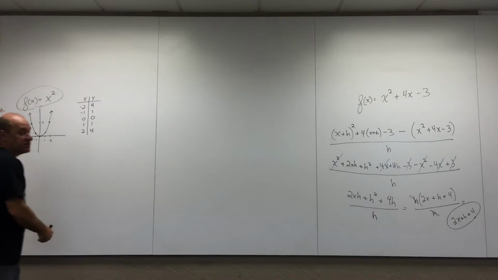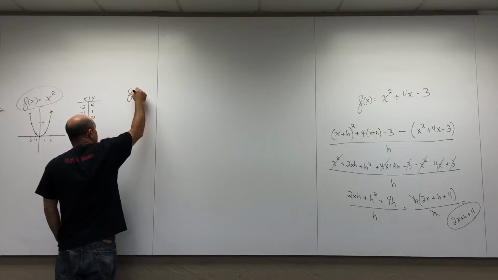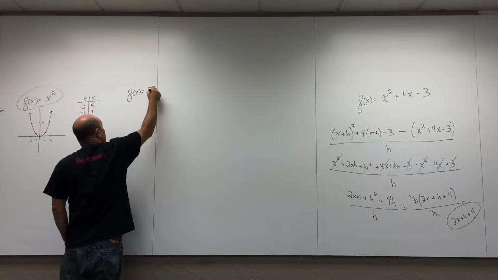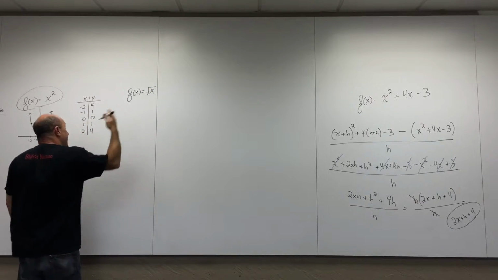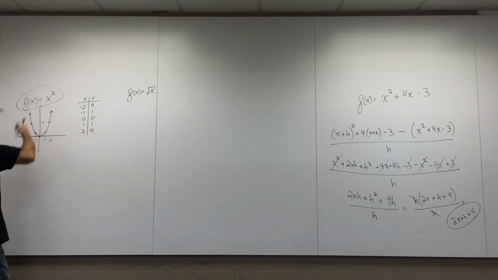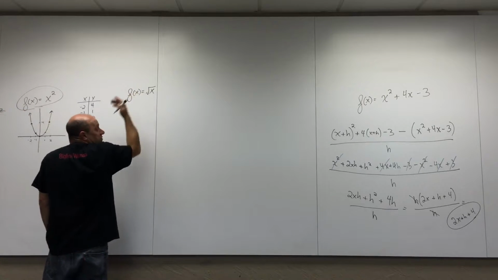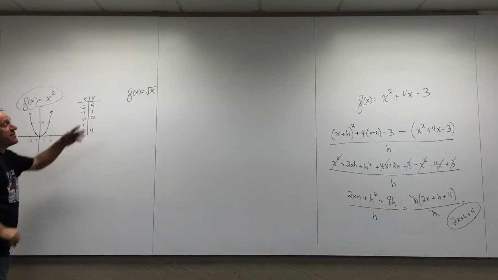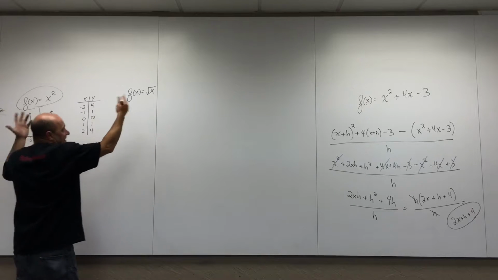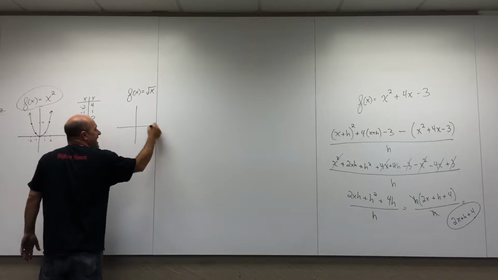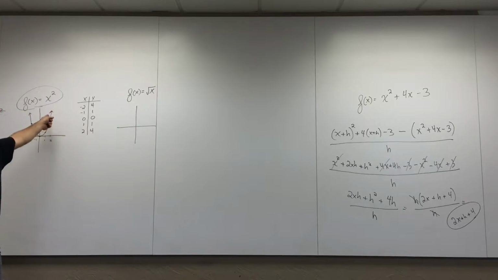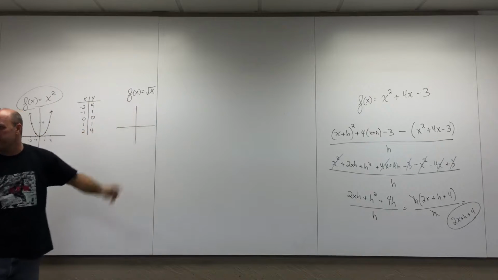Okay, here's another one I want you to memorize. F of x is the square root of x. It's not, this function squares x, this function square roots x. I kind of like to refer to him as his cousin. It's a different function, but it's kind of related because this one's squaring and this one's square rooting.